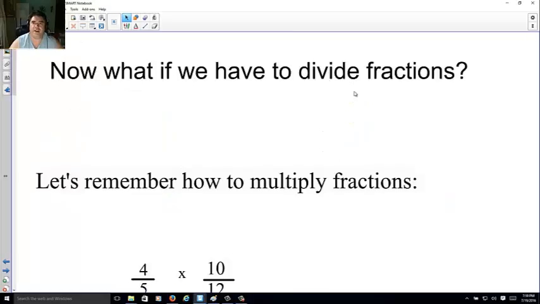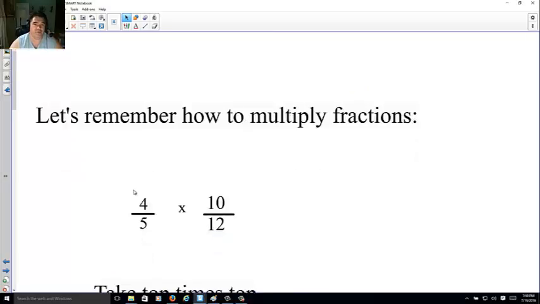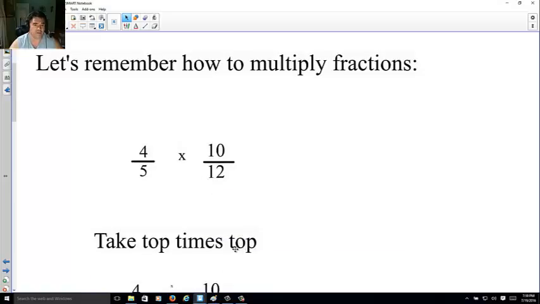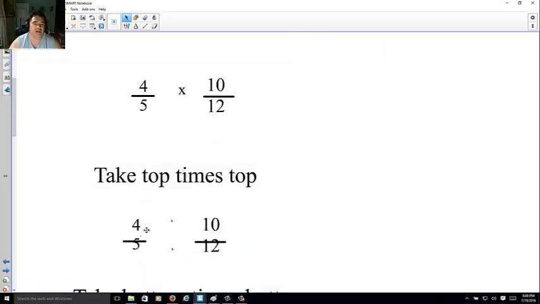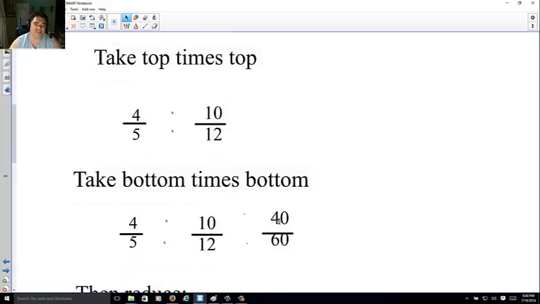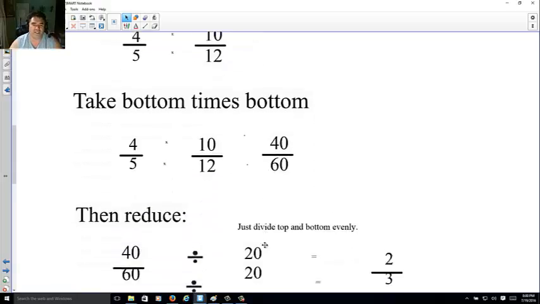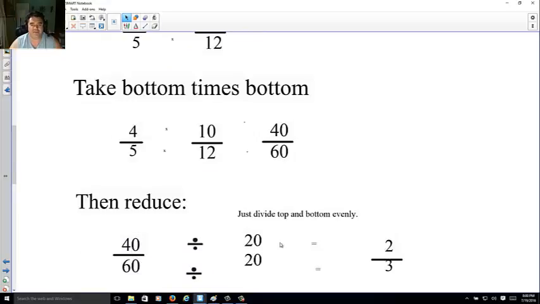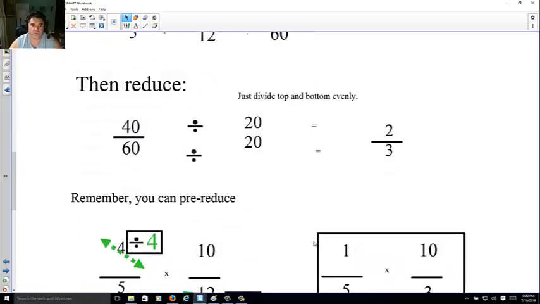Now, what if we have to divide fractions? Well, that's a little different. Now, if you remember, to multiply, it's easy. Top times top, bottom times bottom. No big deal there. I know I say that a lot. Here we have 4 times 10 and 5 times 12. Well, you would just take top times top, bottom times bottom. Not hard to do. 4 times 10 is 40, 5 times 12 is 60. Then we just reduce. Divide both by 20, and you get 2/3.